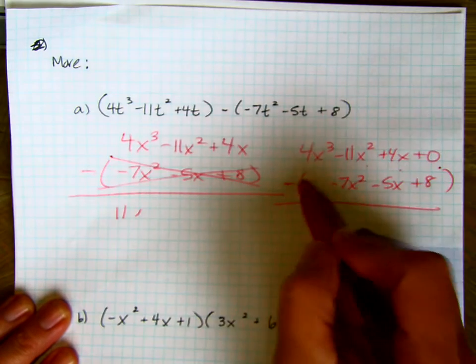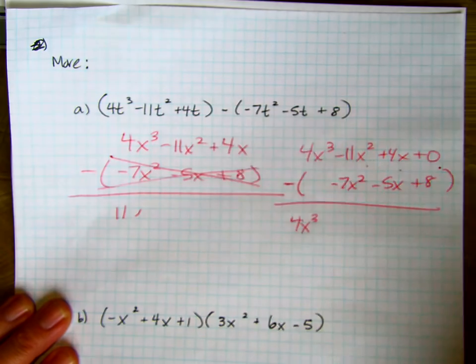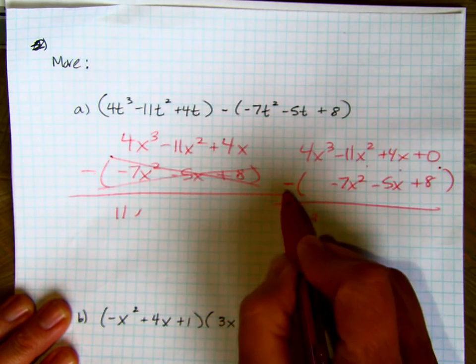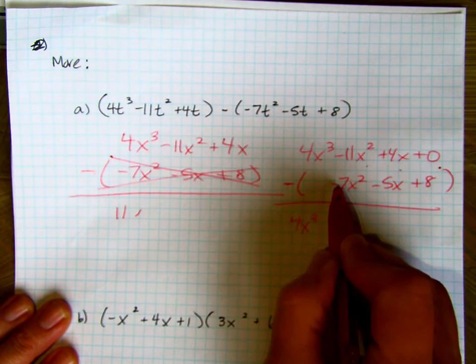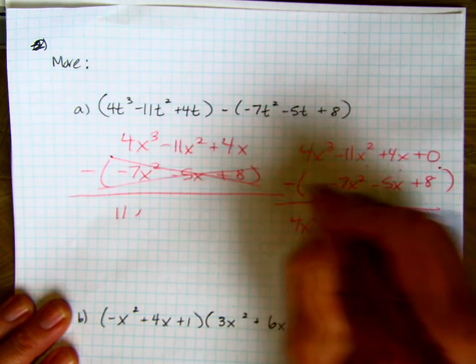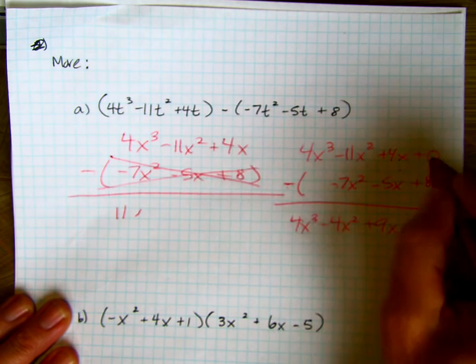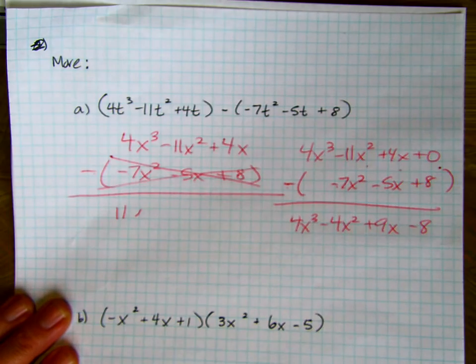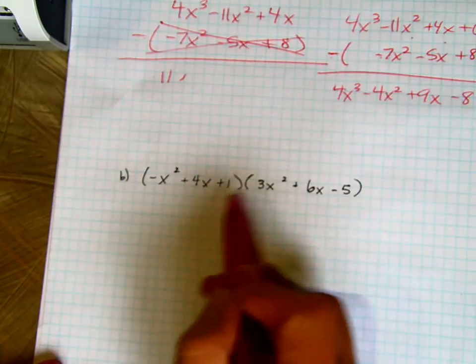Okay, so 4x cubed minus nobody is 4x cubed. Negative 11x squared minus minus becomes plus. 4x minus minus becomes plus. 0 minus 8 is negative 8. And here's a fun one. We have a 3 times a 3.